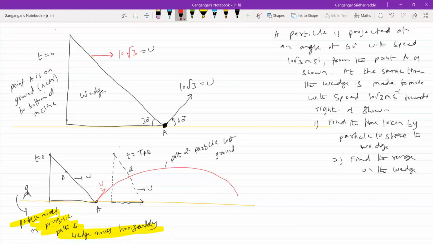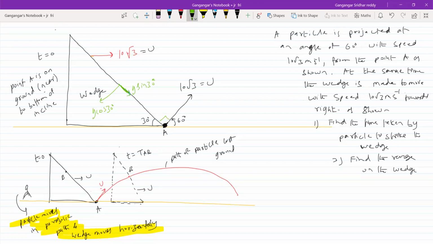So let's resolve the acceleration due to gravity. How much should it be? Anybody, how much acceleration due to gravity? g sin 30, g cos 30. And already this velocity is perpendicular to the incline, no? So finally what happens? It strikes.